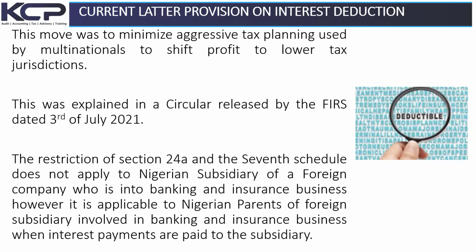The restrictions of Section 24 and the 7th Schedule do not apply to Nigerian subsidiaries of a foreign company who are into banking and insurance business. So the only exemption here is that even where you have a company in Nigeria which is a subsidiary to a foreign entity, and this party obtains a loan from the foreign entity, provided the Nigerian entity or the Nigeria branch or subsidiary is into a banking business or an insurance business, this amendment does not apply to them. But where they are operating in any other industry other than these two identified ones, then this position is applicable.